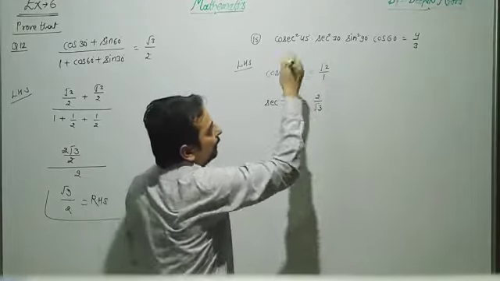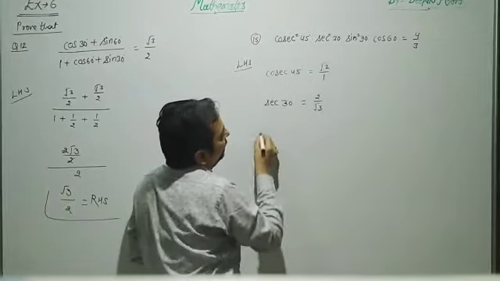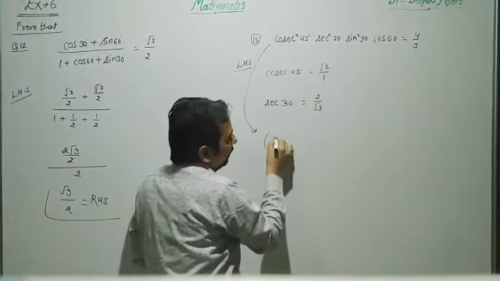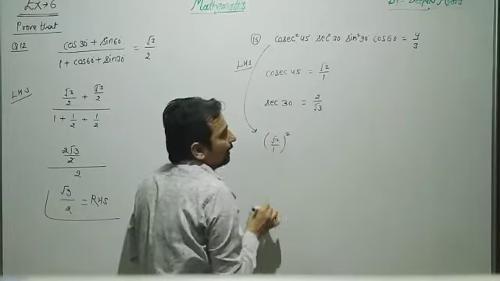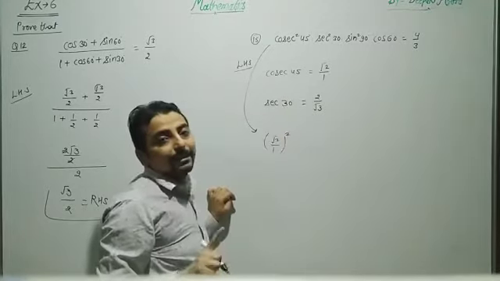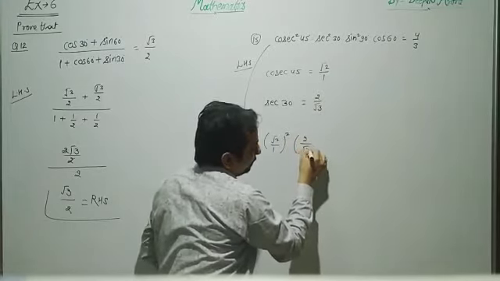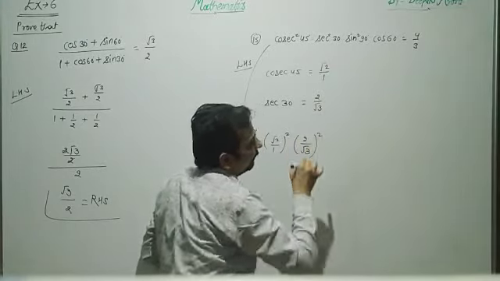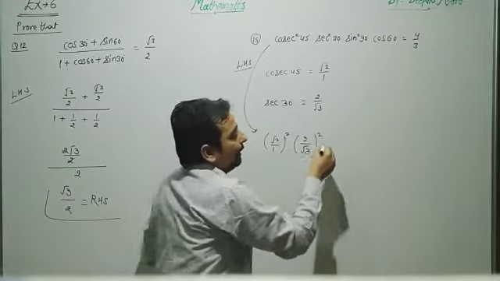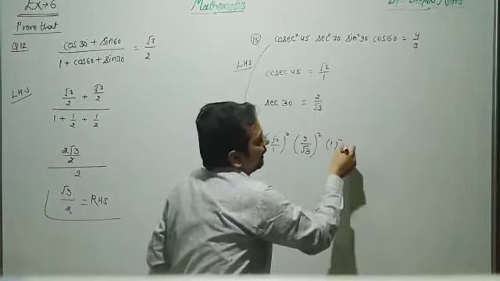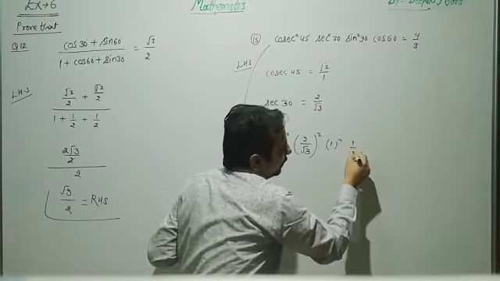Now we put the values in the question. Cosec square 45 means root 2 by 1 whole square, multiplied by sec square 30, that means 2 by root 3 whole square, and sin square 90, where sin 90 is 1 with the whole square also 1, and cos 60 is the value 1 by 2.